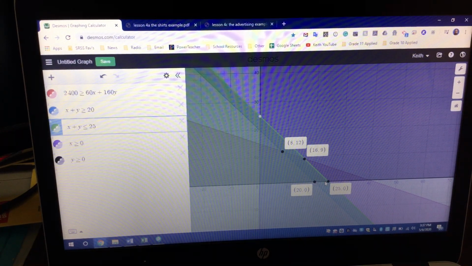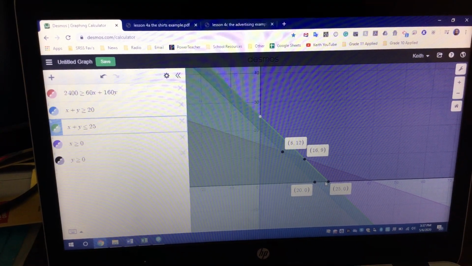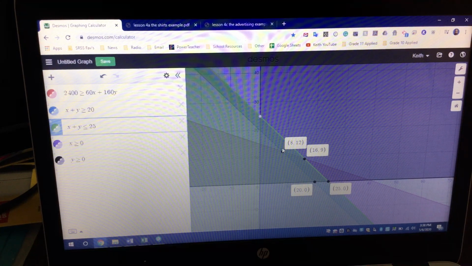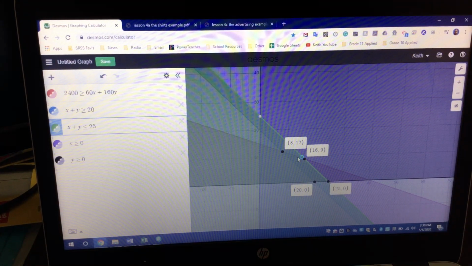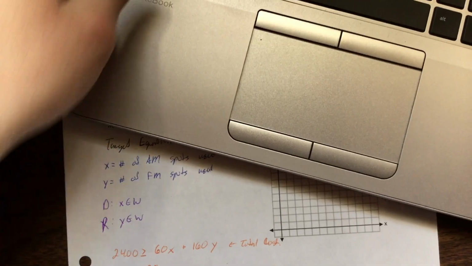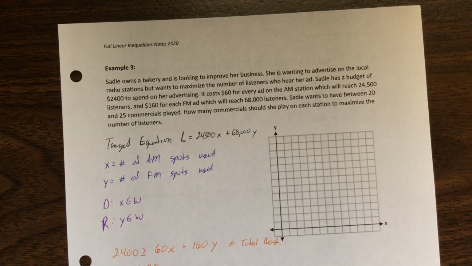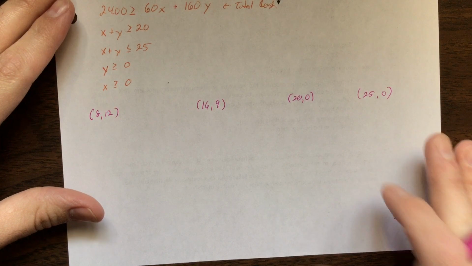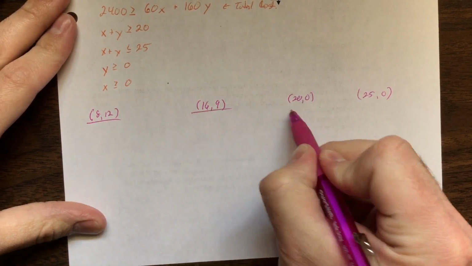Okay, so let's put our numbers. I'm just going to put them onto the page, and let's see here. So we have 8, 12. There is 16, 9. There is 20, 0, and there is 25, 0. Those are our 4 points. And now we can pretty much guarantee it's going to be one of these two, but I'm not going to say 100% for sure. All right, let's bring this back down, move the computer out of the way, and let's try to maximize number of listeners based on the spots which satisfy our scenario.